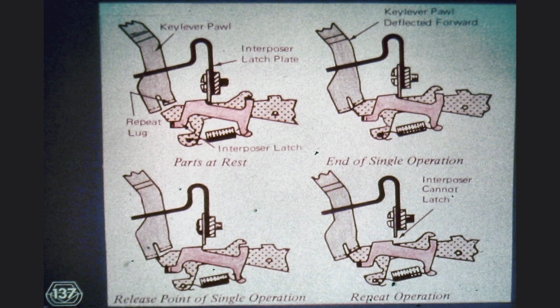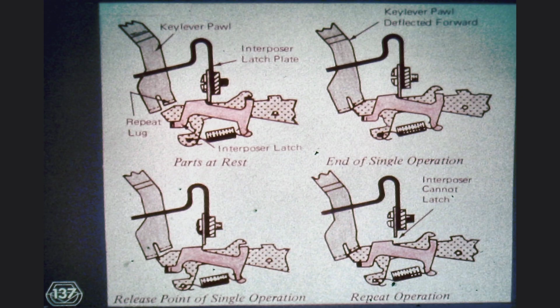Notice that the keylever pawl was deflected towards the front by the returning interposer. Furthermore, the returning interposer was also allowed to relatch with the interposer latch plate. But notice also that the repeat lug of the keylever pawl is positioned just above the front tip of the interposer. It is important that the repeat stop plate stop the keylever at the proper height, just after the interposer is released, as in the figure at the bottom left. If, however, we continue to depress the keylever, thus forcing the repeat stop plate to rotate also, we arrive at the condition shown in the figure in the lower right corner.